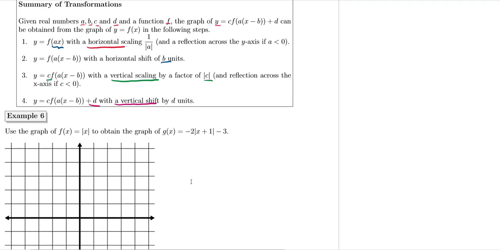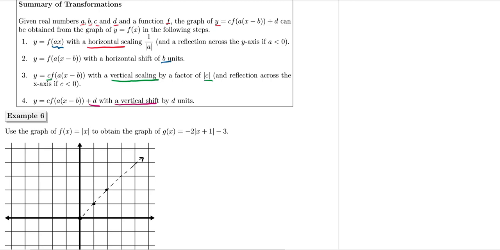Alright, so the first thing that I want you guys to do is graph the original function. So what was the original function? In this case it is the absolute value of x. So the absolute value of x is a V shape right here at 0, 0. Then if x is 1, the absolute value of 1 is 1. The absolute value of 2 is 2. And I'm going to do it here in a dashed line.